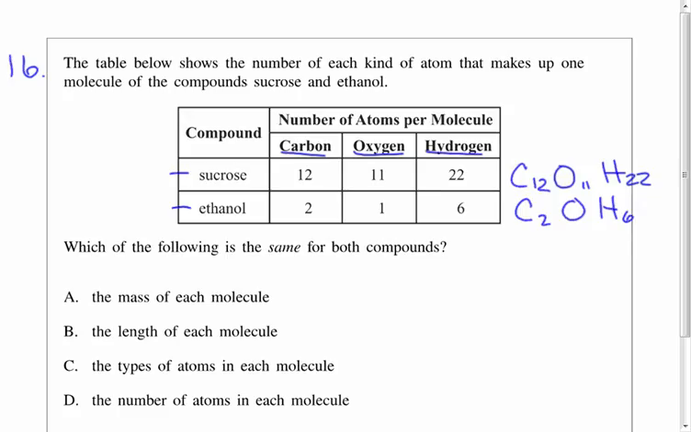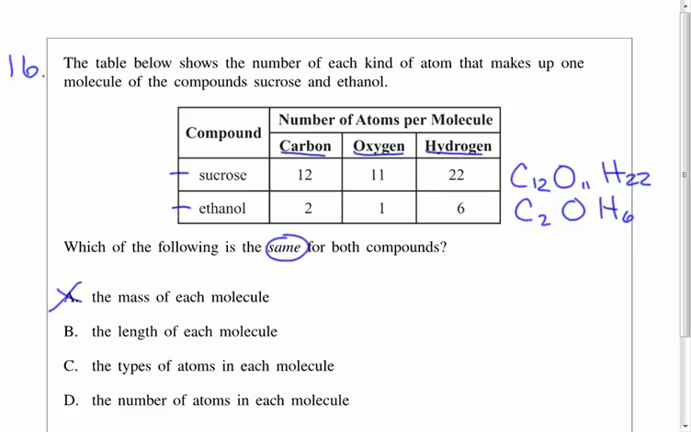So we want to find out which is the same for both of these. Would the mass of them be the same? If you have 12 carbons versus 2 carbons, would they weigh the same amount? And you have all of those differences. And we know when we look up those elements on the periodic table that the sucrose molecule would be much heavier than the ethanol.